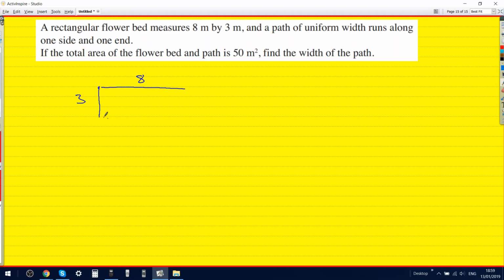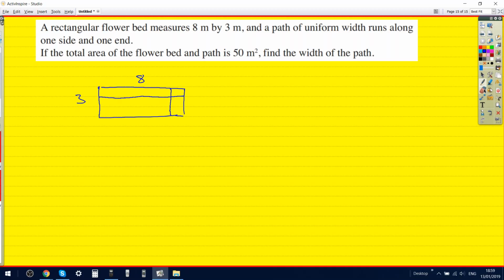How would you draw it? It's difficult to visualize. A path of uniform width runs along one side and one end. So let's say that's there and there, something like that. Yeah, that's what I would do.